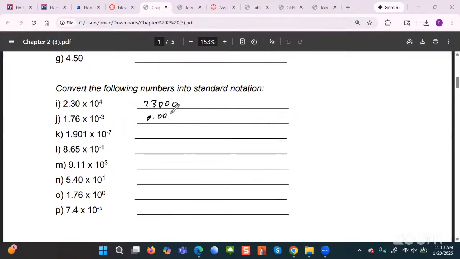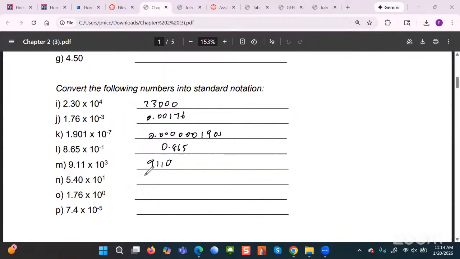Okay, what about J? 0.00176. What about K? 1.901 times 10 to the minus 7. 0.0000001901. 6 zeros. Whoops. All right, everybody see that? Okay, what about L? 8.65 times 10 to the minus 1. 0.865 is correct. Okay, what about M? 9.11 times 10 to the 3. 9,110, exactly.